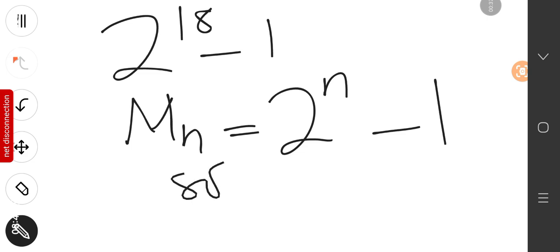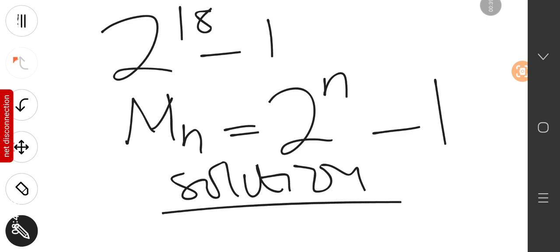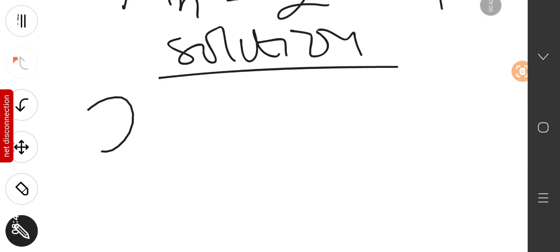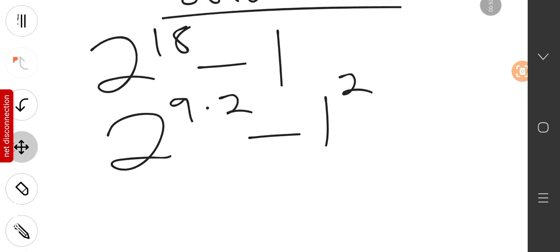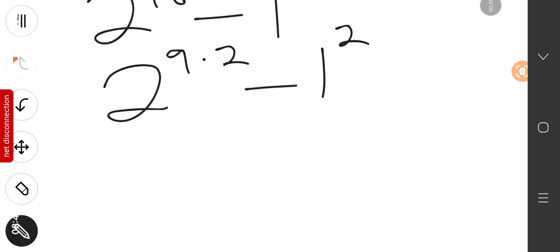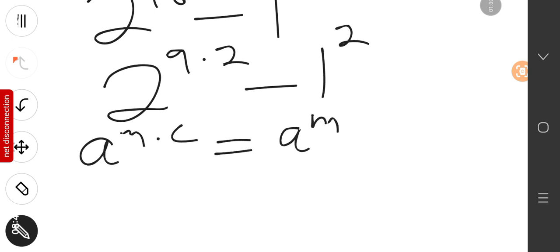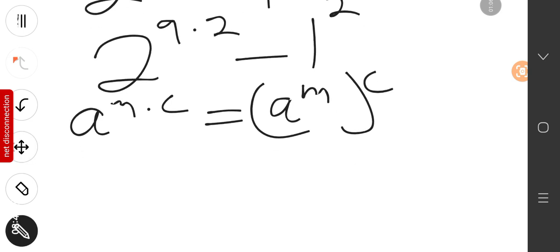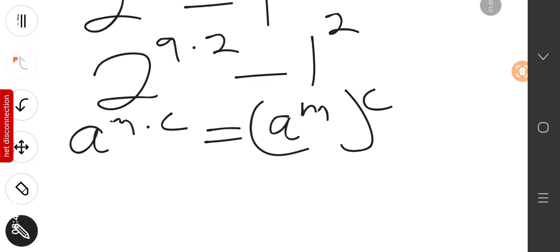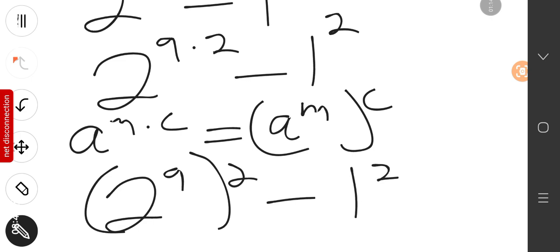So let's say solution. All right, so we have 2 exponent 18 minus 1. Now we can write 18 as 9 times 2. Now 1 is the same as 1 exponent 2. According to the power of a power rule, a exponent m times c equals a exponent m multiplying c. Therefore we can write (2 exponent 9) squared minus 1 squared.